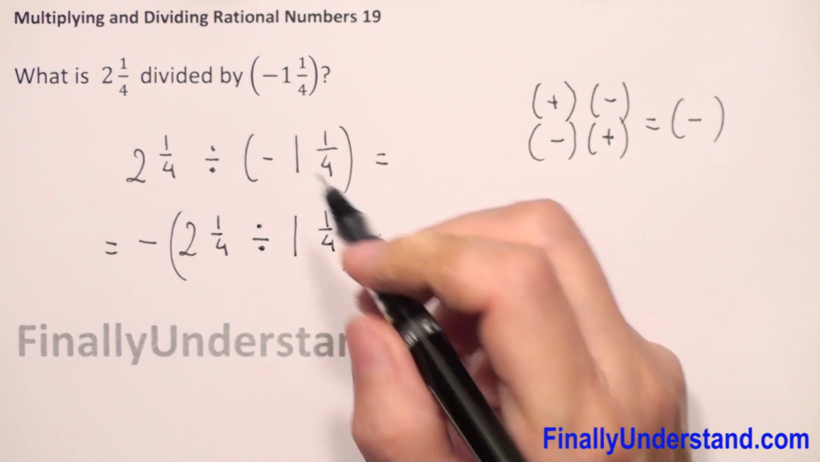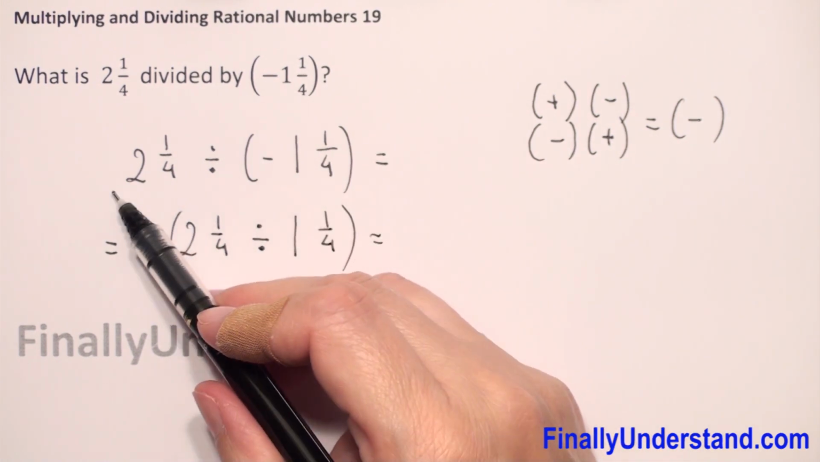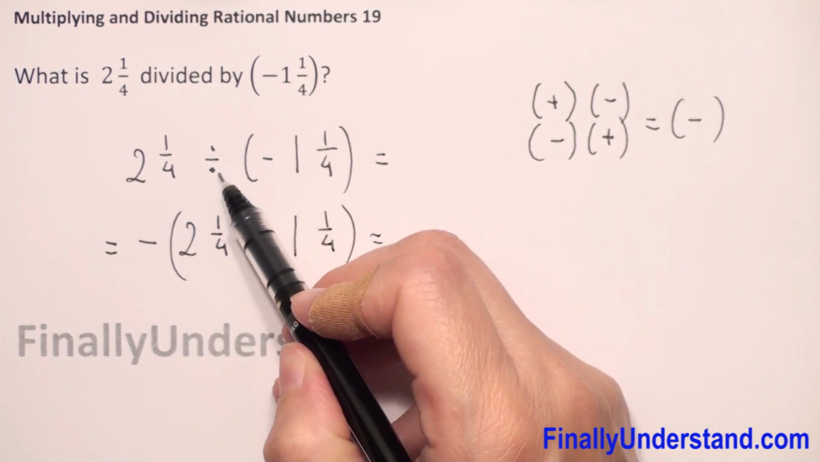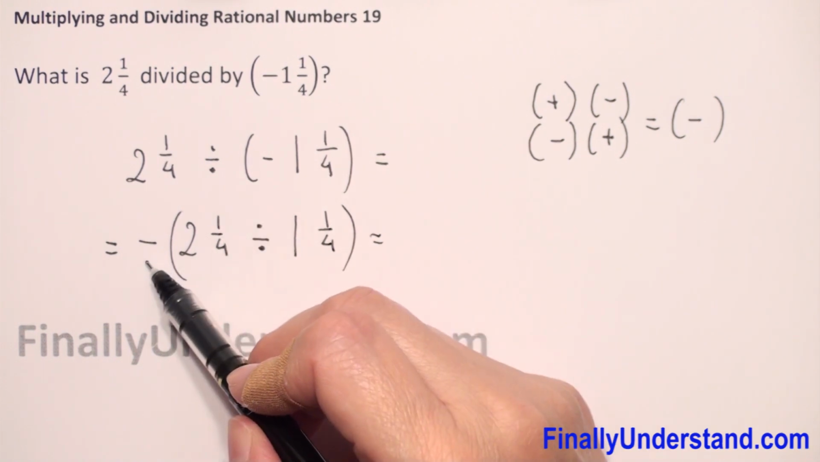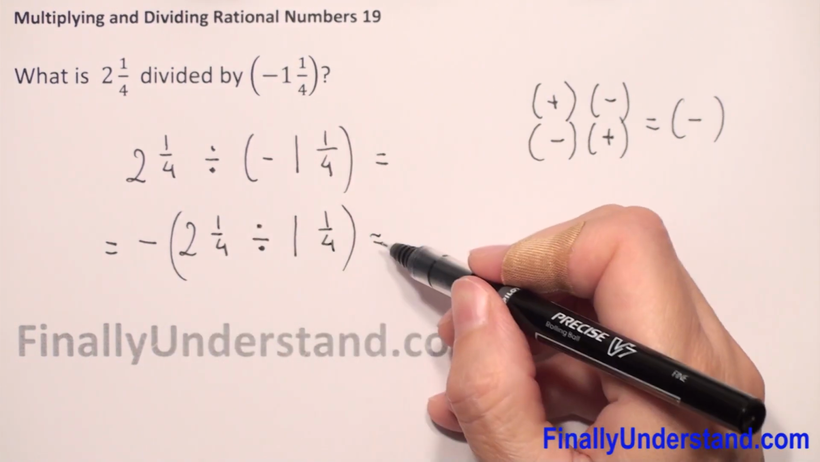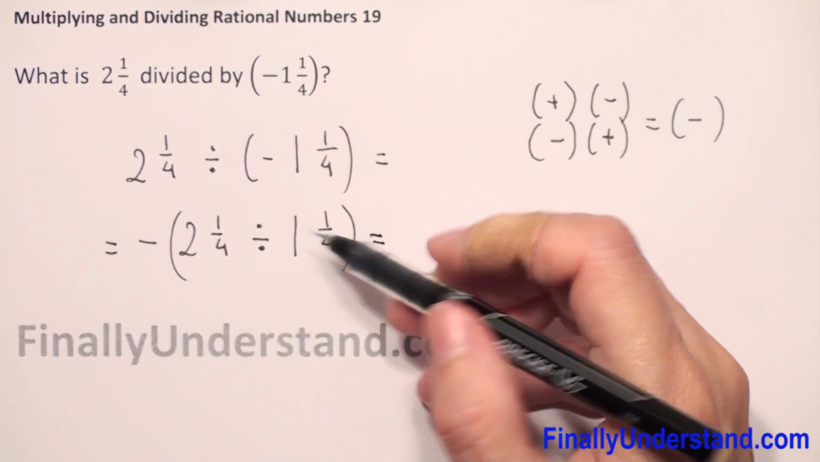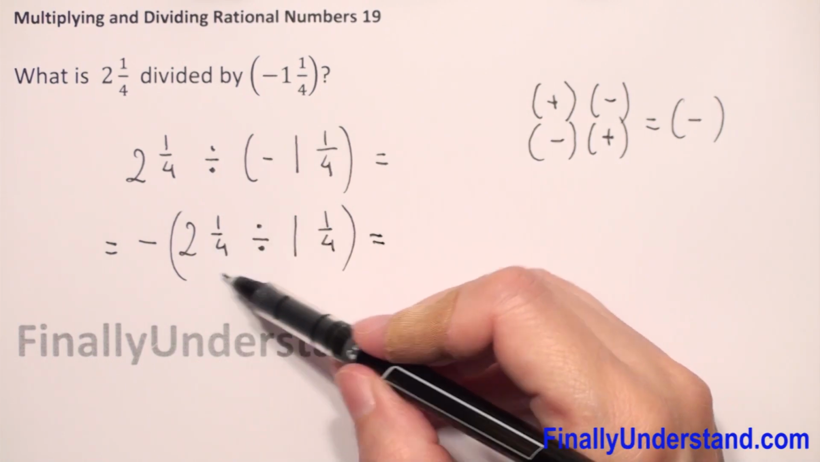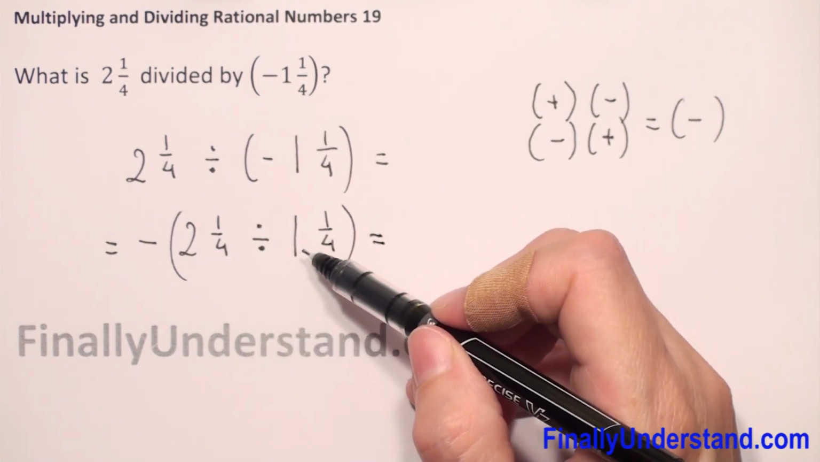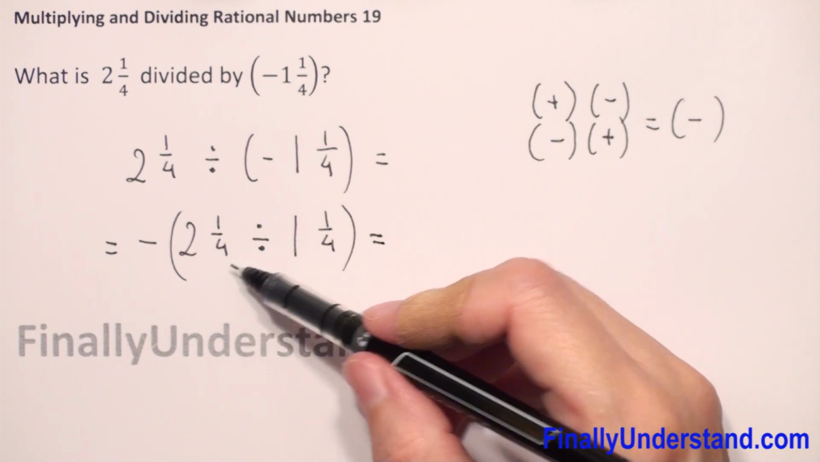So first we always concentrate on the sign. Positive and negative, when we divide or multiply, give me negative. Next we will do division of these two mixed numbers. How do we do this? We will change these two mixed numbers to improper fractions.